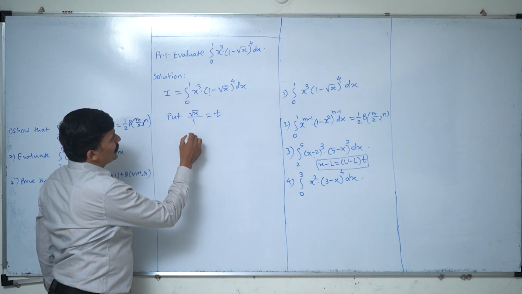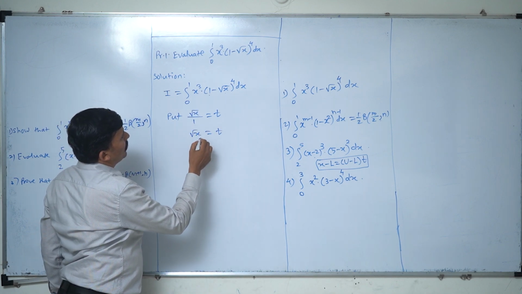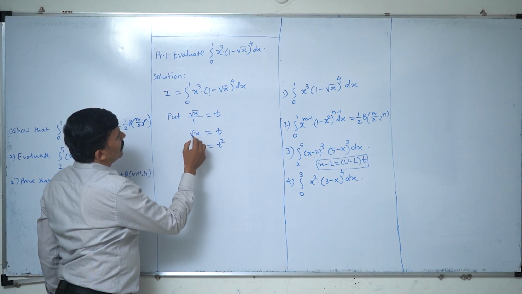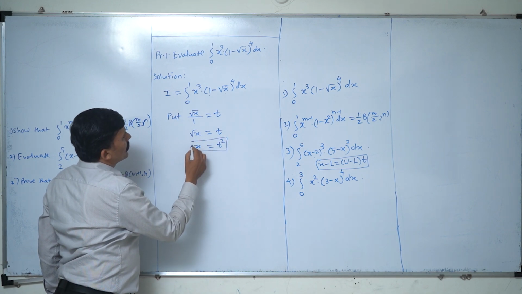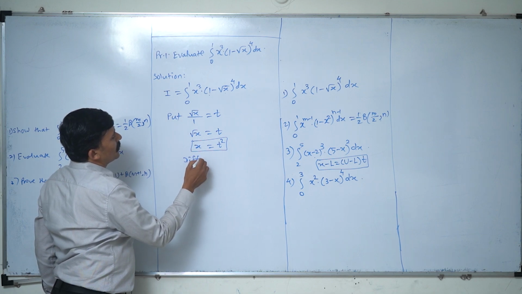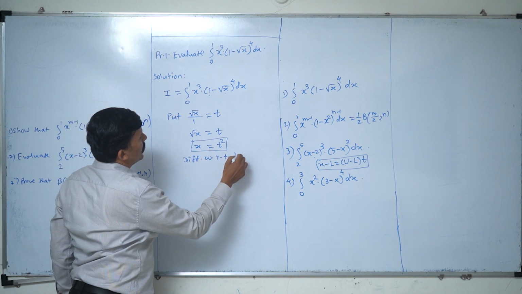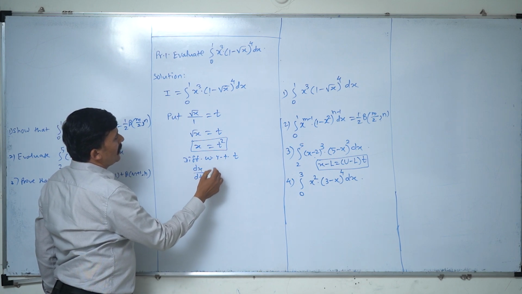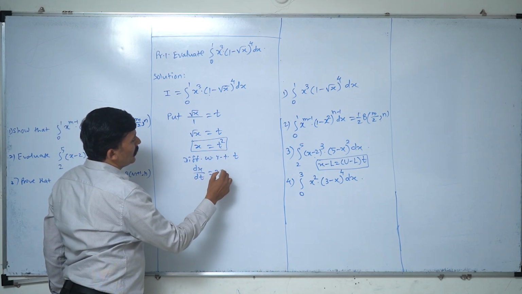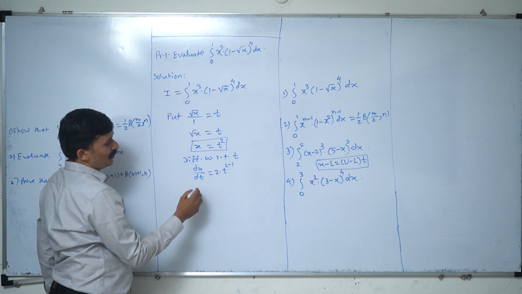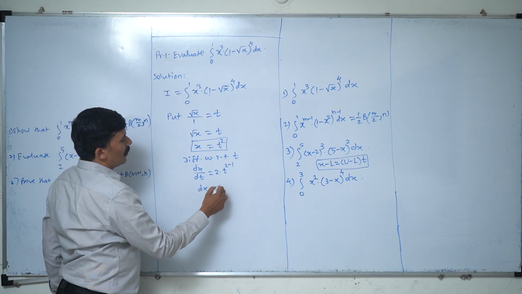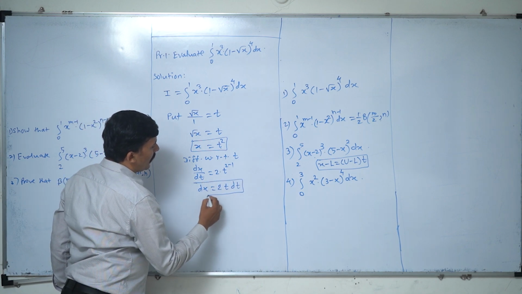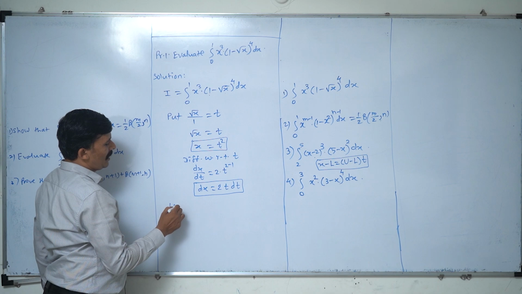Now we will simplify this. So root x equals to t, squaring both sides, so we get x equals to t square. After getting x, we have to differentiate with respect to t. So dx by dt, what is the derivative of t square? 2 into t raised to 2 minus 1. So dx equals to 2t dt. So we get dx. Then you have to determine limits.